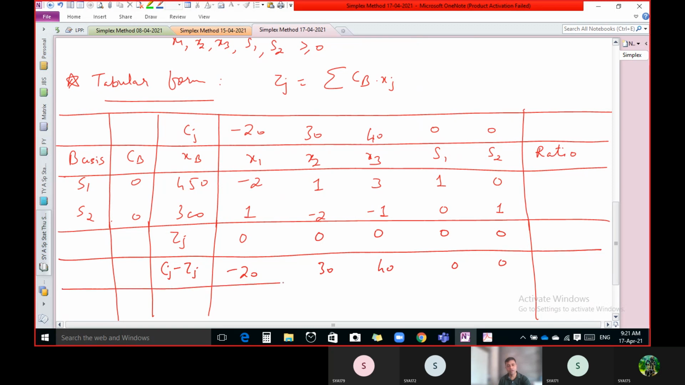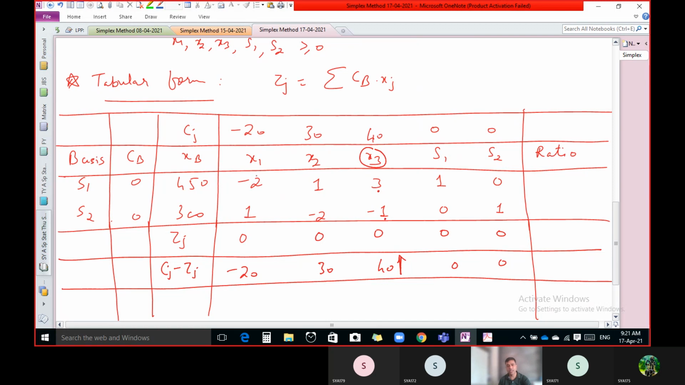Now, which value do we have to select? First of all, see the positive values. There are two positive values. Then which value do we have to select? The maximum one. Maximum is what? 40. So the corresponding variable, that means x3, will enter into the basis, and these are the elements of the key column.